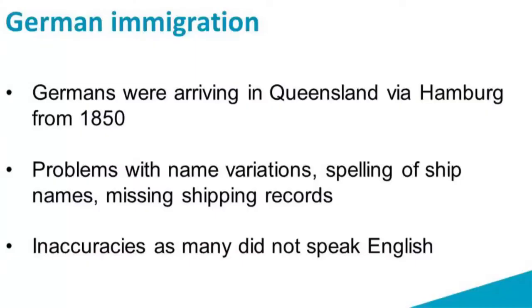Finally, we'll just touch briefly on German immigration. So Germans began arriving in Queensland via Hamburg from 1850. Now there are problems with name variations, spelling of the ship's names, missing ship records. There are inaccuracies as many of them didn't speak English, so it depends on how their names are heard.